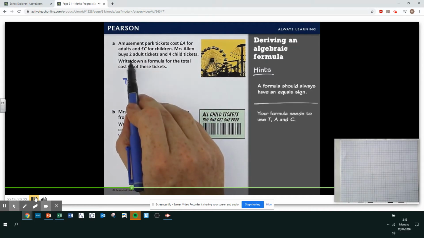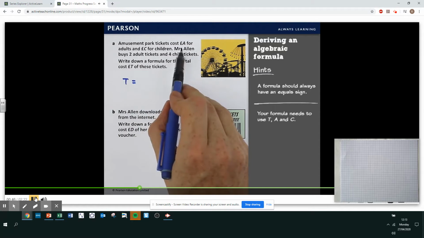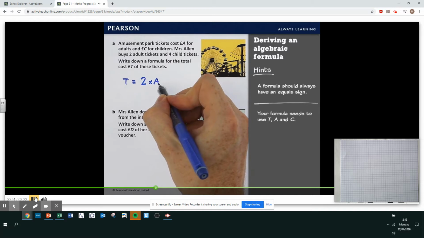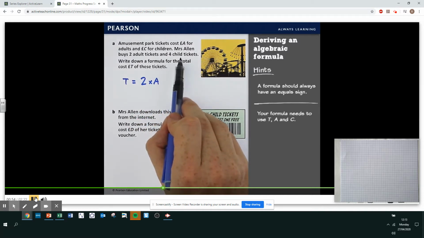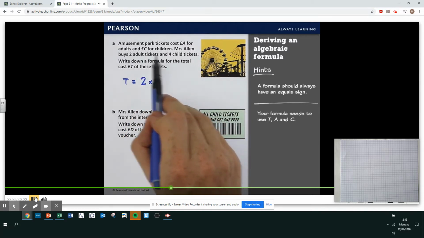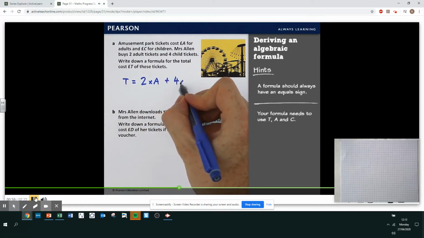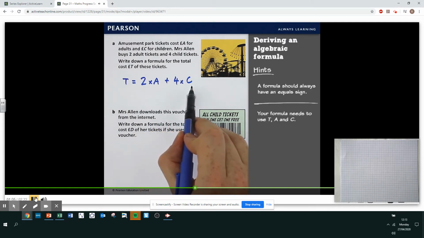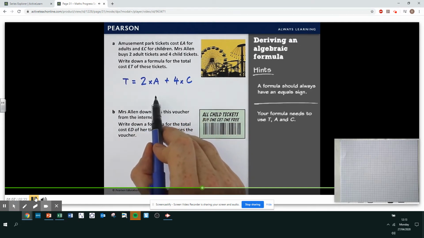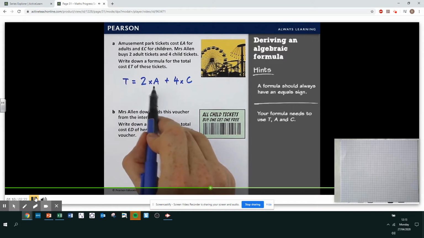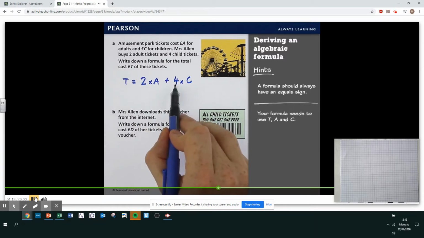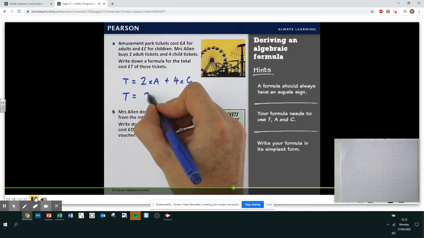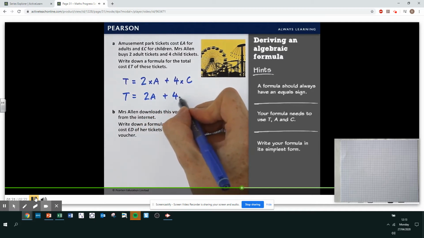Mrs. Allen needs to buy 2 adult tickets. They cost £A each, so the total cost will be 2 times A. She also needs to buy 4 child tickets, which cost C each, so the cost for these will be 4 times C. So the total cost is 2 times A plus 4 times C. You need to simplify any algebraic expressions. You write 2A instead of 2 times A and 4C instead of 4 times C. So your finished formula is T equals 2A plus 4C.